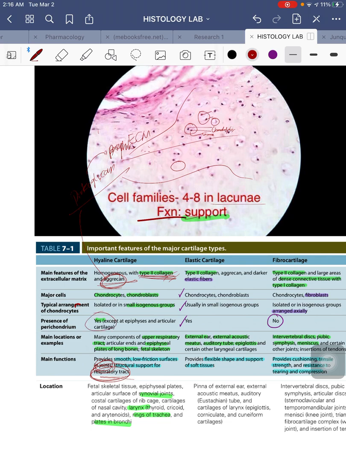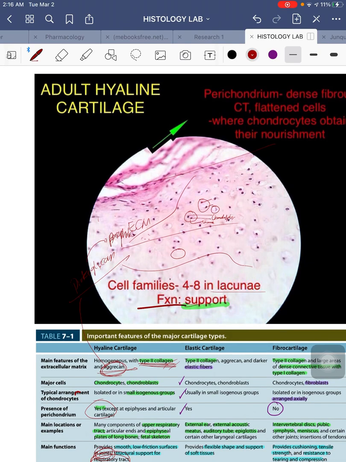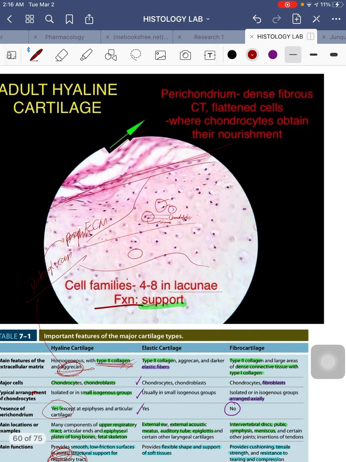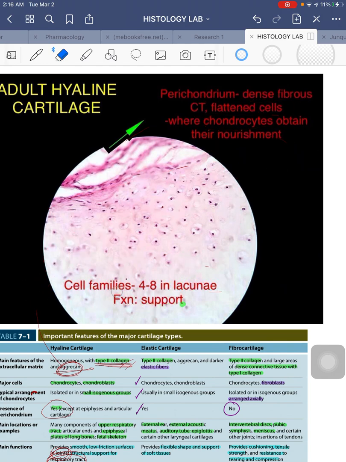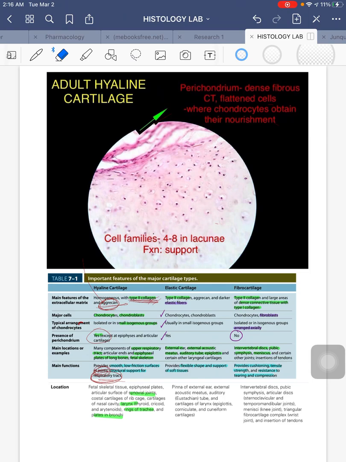The perichondrium is also the outer covering surface that will enclose the cartilage tissue, okay? Perichondrium is a dense fibrous connective tissue with flattened cells. This is also how your chondrocytes will obtain nourishment, okay? So this is how it looks for your adult hyaline cartilage. I'll erase it so it will look cleaner. Take note of the extracellular matrix color, what is present in your extracellular matrix, and also how the cells are grouped.